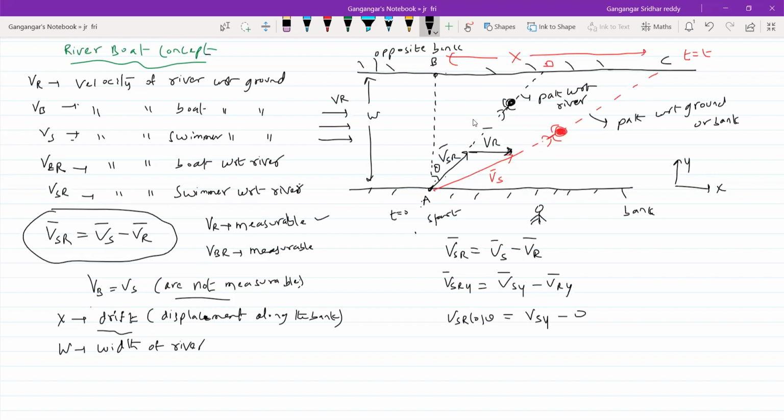You can see from the diagram, the river is flowing along the x-axis. So what is VSY equal to? VSY equal to VSR cos theta.